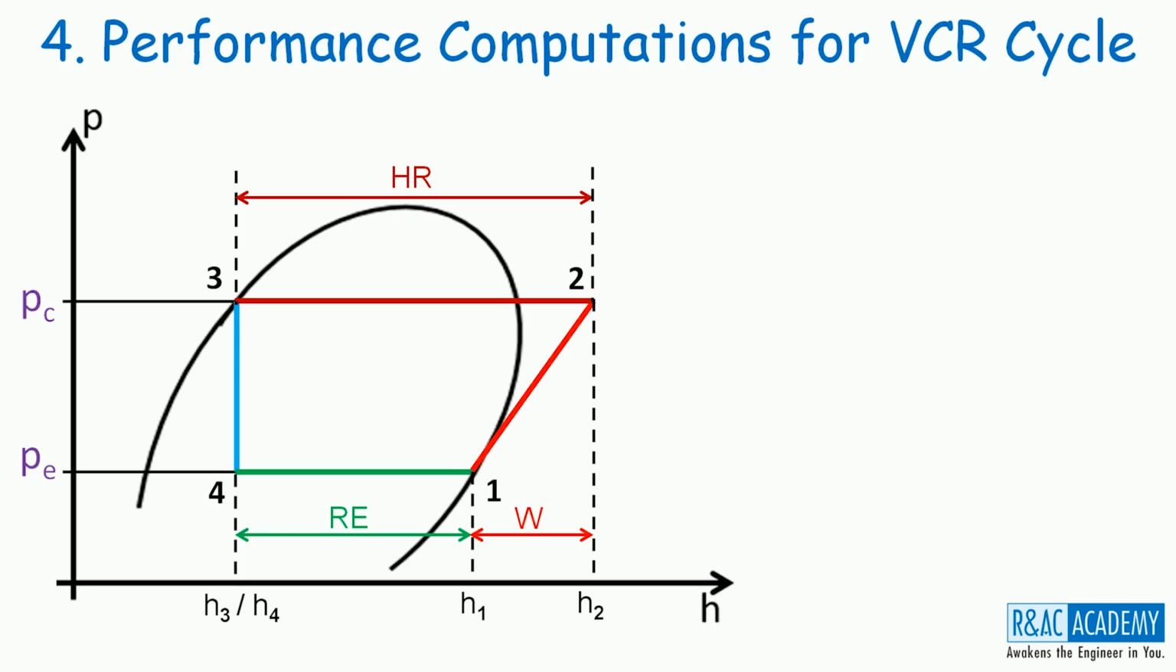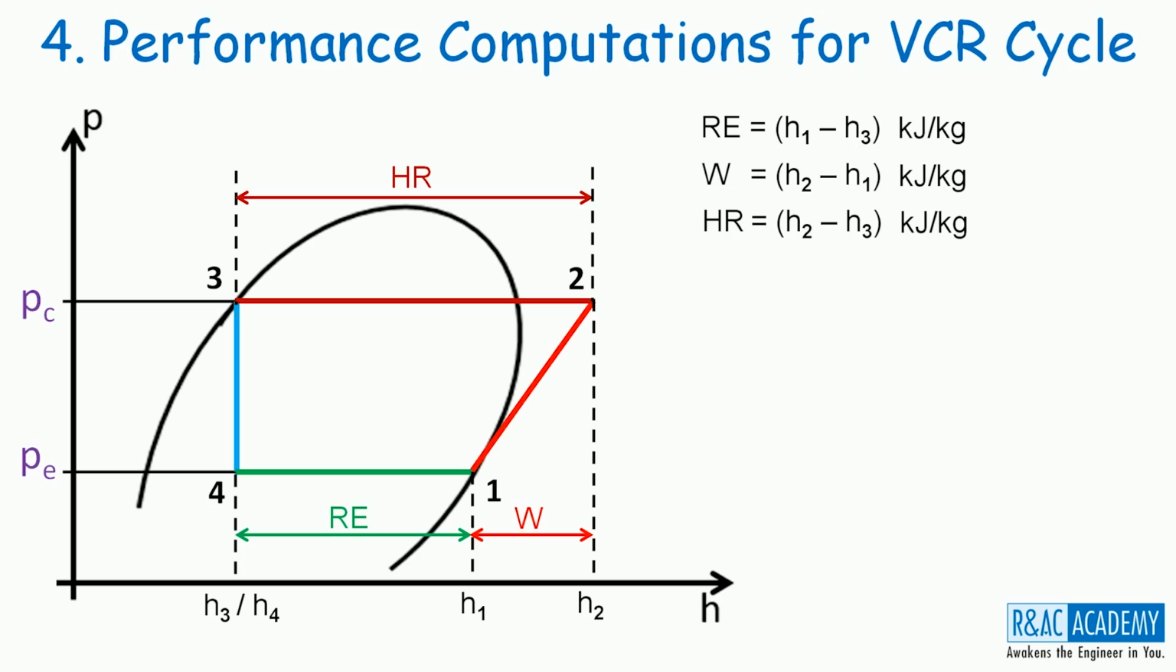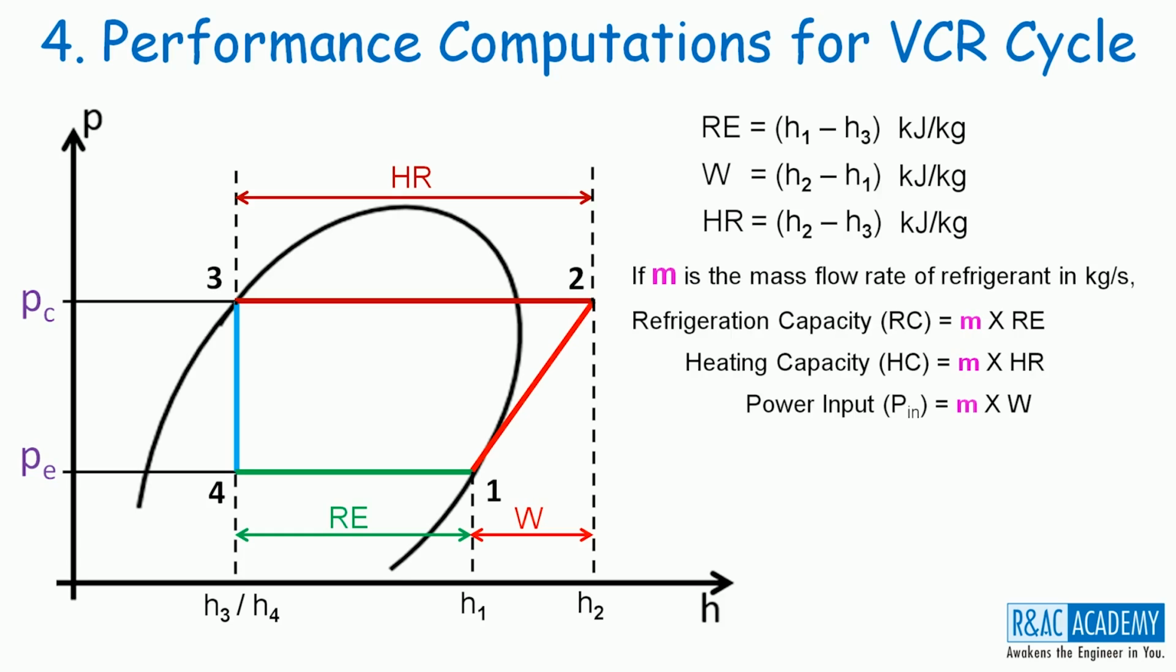If we put all these in expression format, then this is how they will be. RE is equal to H1 minus H3, W is equal to H2 minus H1 and HR is equal to H2 minus H3, all expressed in kilojoules per kg. If m is the mass flow rate of the refrigerant in kgs per second, then you will get three more terms. m into RE is the refrigeration capacity, m into HR is heating capacity, m into W is power input PIN. All these three terms are expressed in kilowatts.